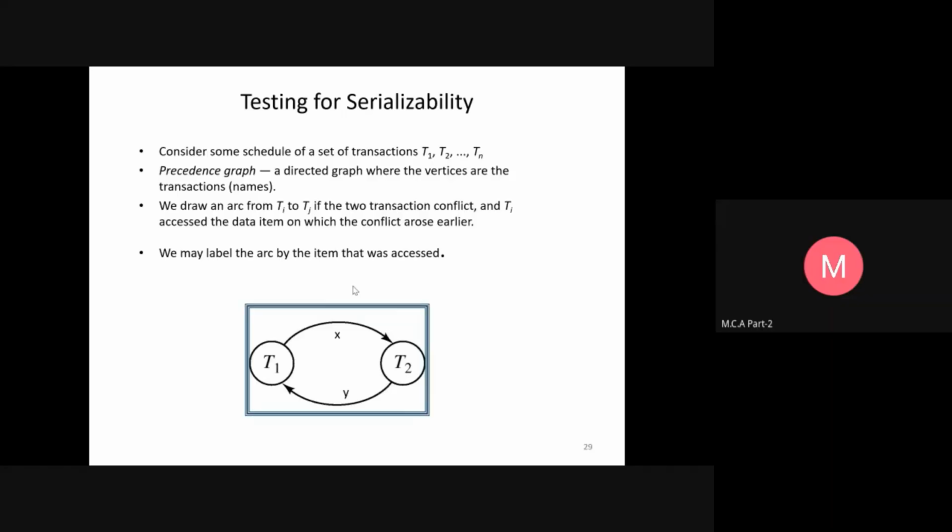So this is an example of a graph of the transactions that we just looked at earlier. T1 to T2. Let's draw that graph over here.